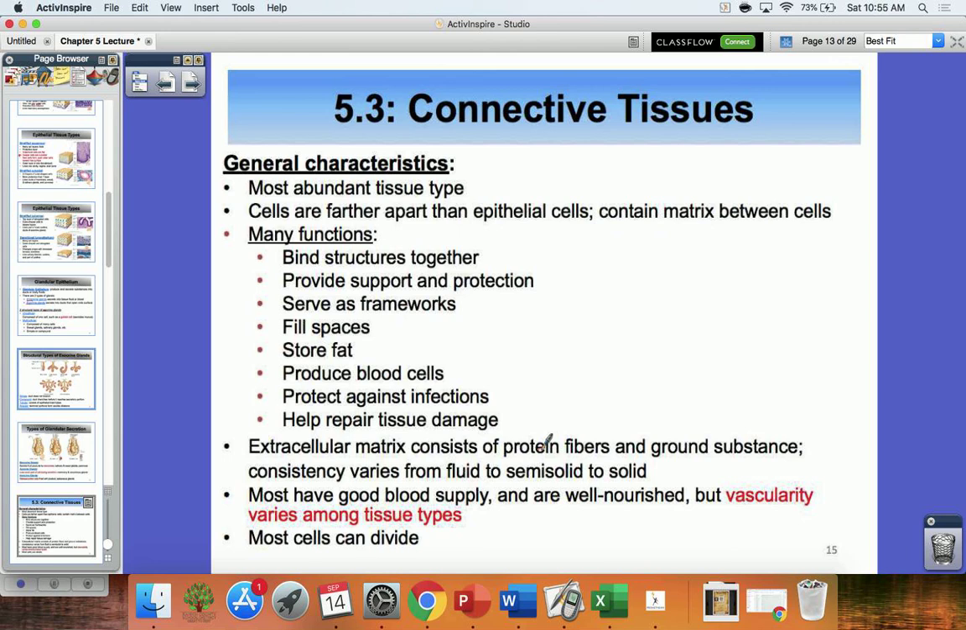Now, if you remember, we said that epithelial tissue is avascular, all epithelial tissue. But with connective tissue, the vascularity is going to vary. So it's not going to be the same from one tissue type to the next. Okay? So they'll have nutrients, but the vascularity is going to vary from one to the next. And we'll talk about that as we go through.